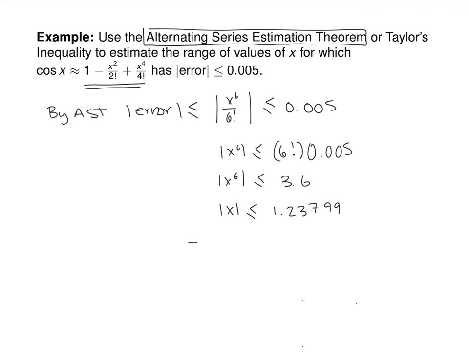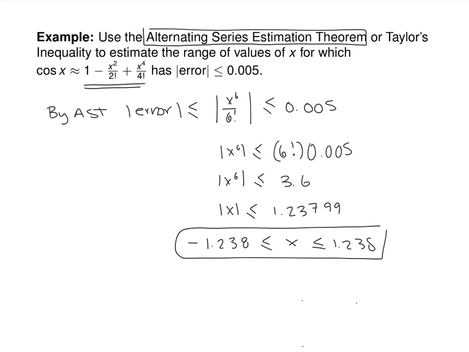So as long as x is in between negative 1.238 and positive, we'll say 1.238, as long as your x is in between those values, using this estimate for cosine will have an error less than 0.005.